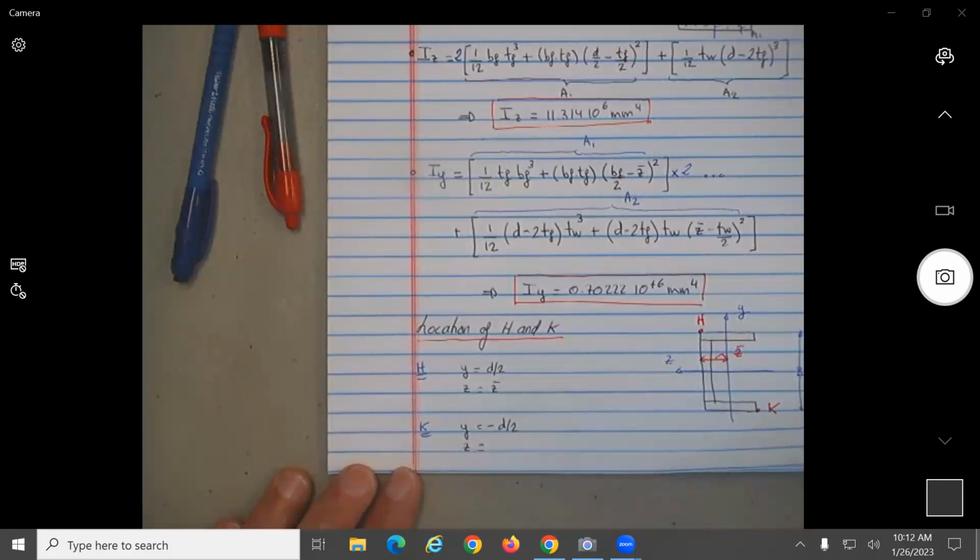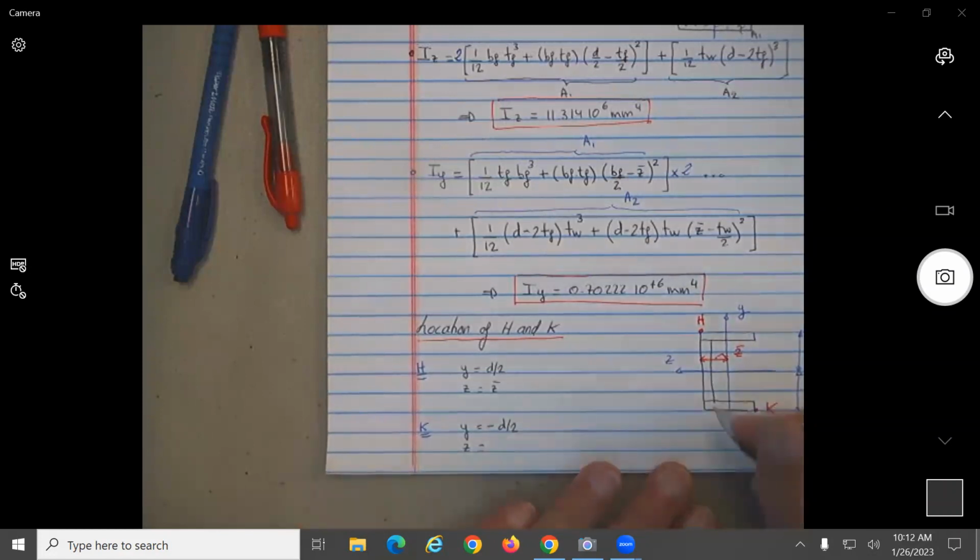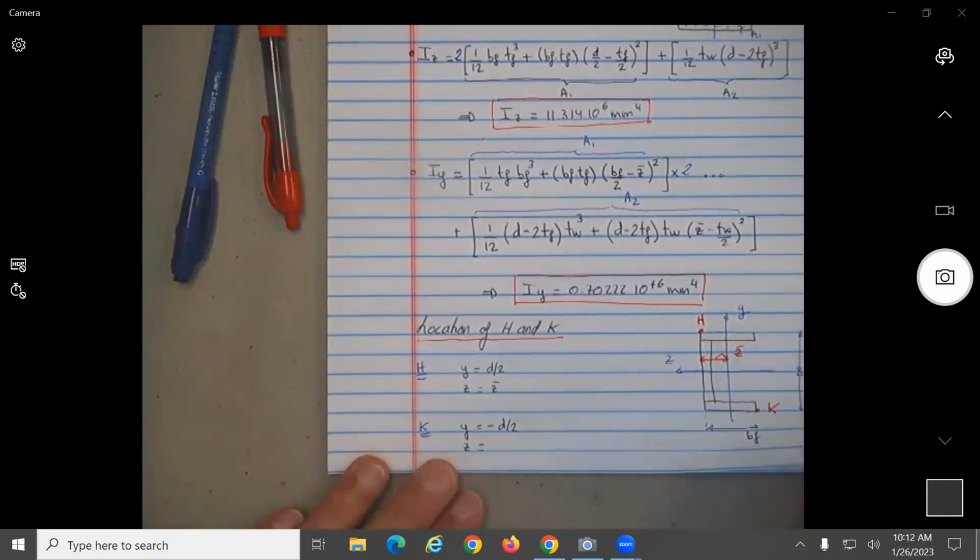Which one is higher? BF? I think BF is higher, no? But it should be negative, no? So I think it's Z bar minus BF. So it's negative. Yeah, that would be negative. You need to know that it's negative, okay? So let's say Z bar minus BF.